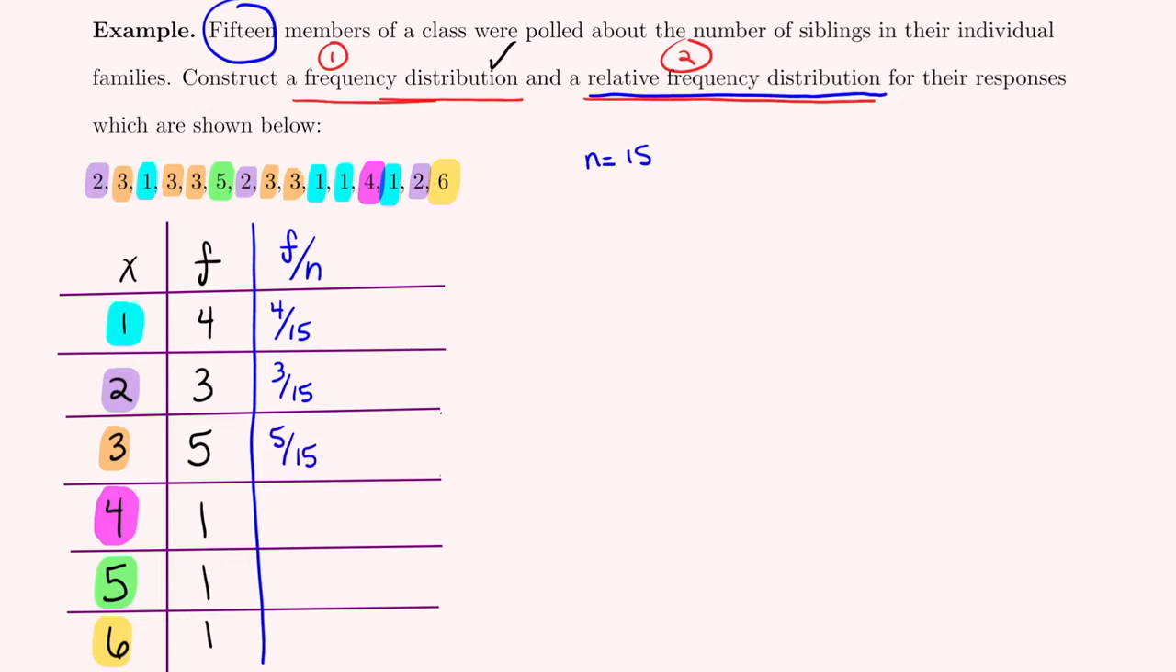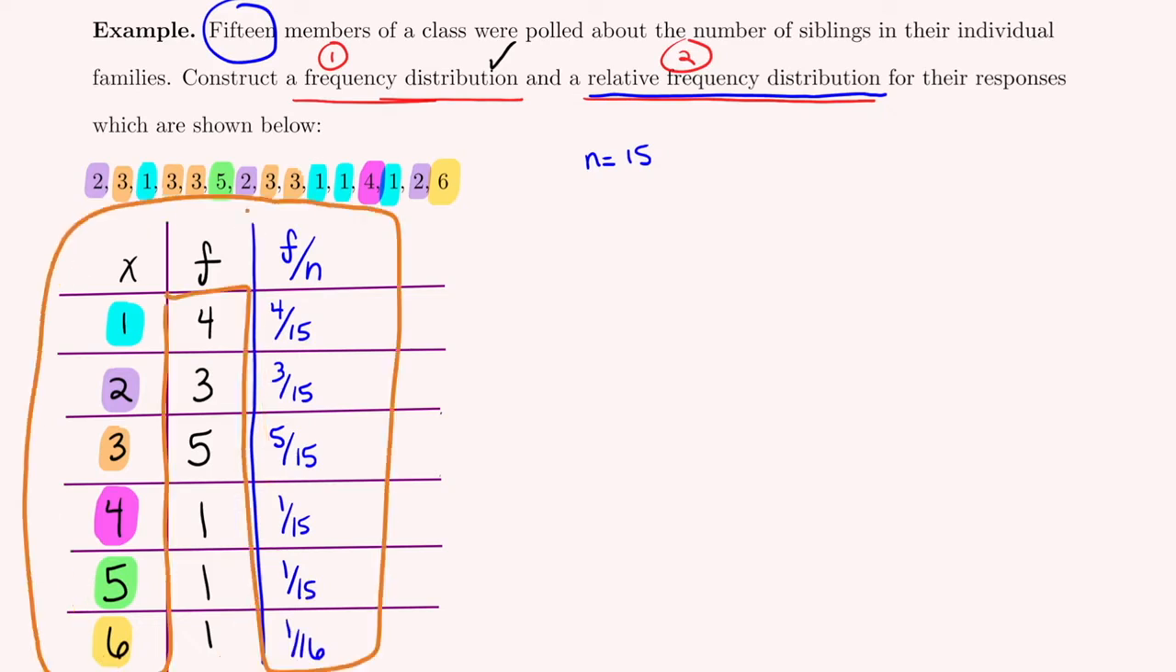And if you would, think about how you would answer for the relative frequency of data item 4, 5, and 6. The item 4 occurs 1 out of 15 times, as do 5 and 6. So with that, we have made our frequency distribution here, and then paired next to it, we have our relative frequency distribution.